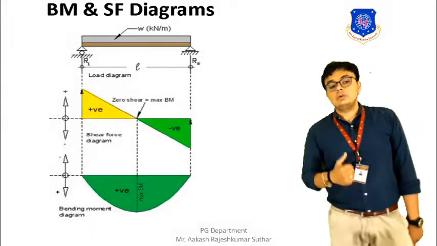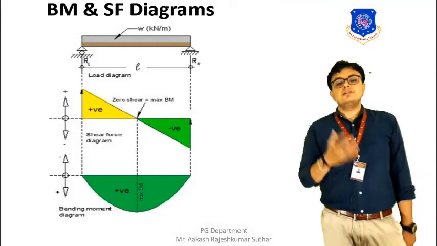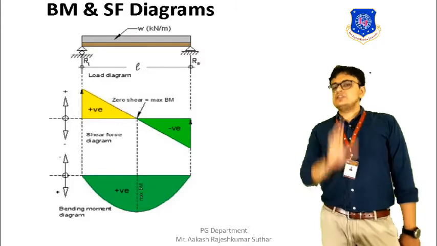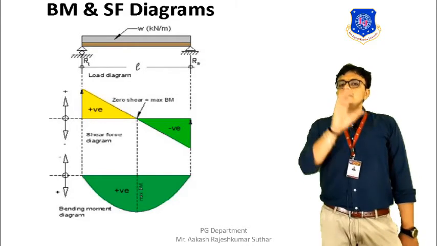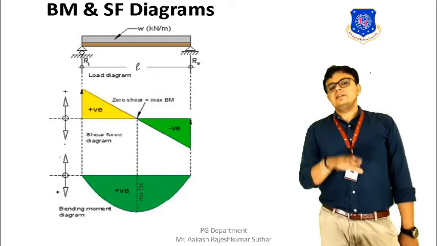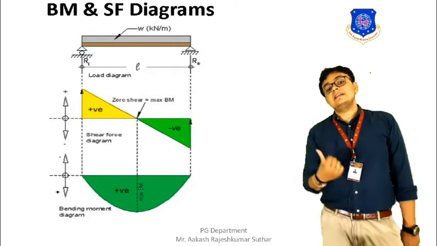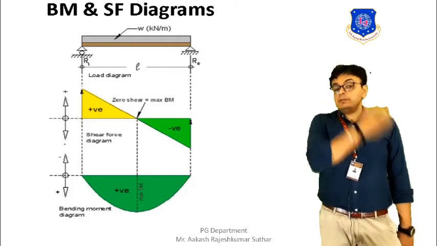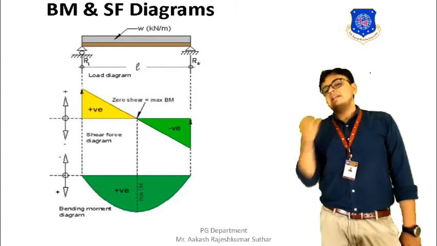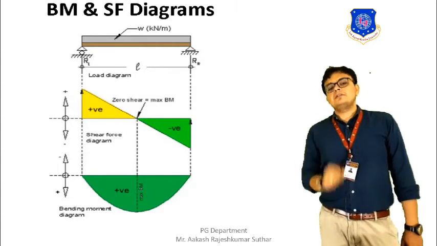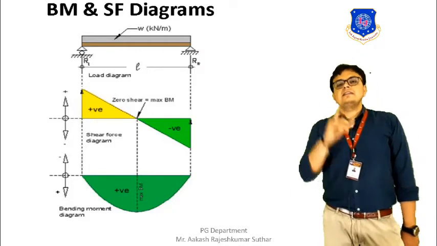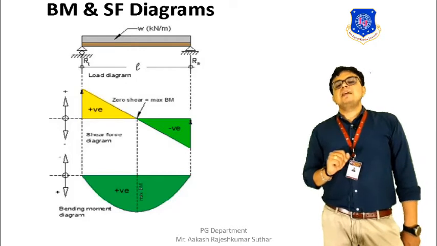Now talking about the UDL, whenever the UDL is acting onto it, you can see over here, the shear force will be in a slant line, an oblique line. On the left hand side it will be positive, and moving from left hand side to right hand side, it will convert into a negative. So there will be a point of zero shear, and at the point of zero shear, you all know that there is a maximum bending moment.